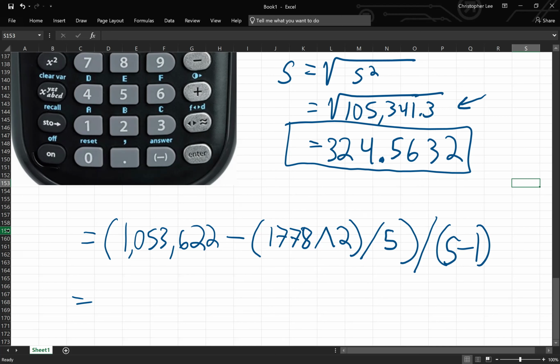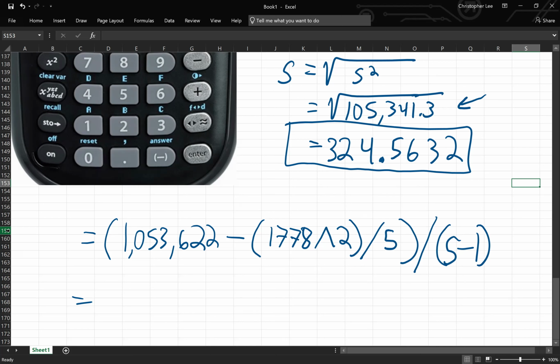All right, you got it? Syntax error? All right, so something that we typed in wasn't right. So let me take a look. Clear it out real quick and let's see. So open parentheses. Just give me the number without the comma. 053 622 minus open parentheses 1778. Second. Close parentheses. Right, divide. Five. Close parentheses. Open parentheses. 5 minus 1. Close parentheses. Enter. That's what we see.